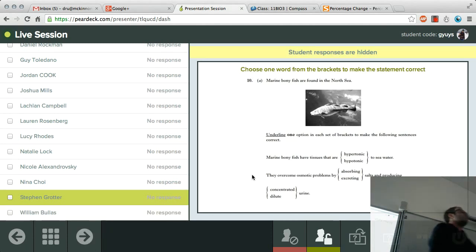I will read this out because I appreciate it's a little small. It's our favourite fishies and our favourite idea of osmosis and water regulation. I'm going to read this out and write the options for the brackets up on the board so that you can make your choices. Marine bony fish are found in the North Sea. Underline one option in each set of brackets to make the following sentences correct. You are actually just going to choose one word from the brackets to make the sentences correct. I only want you to write the 3 words.